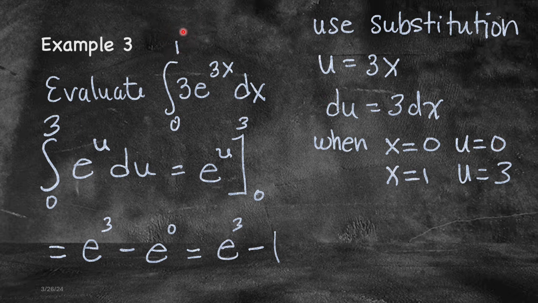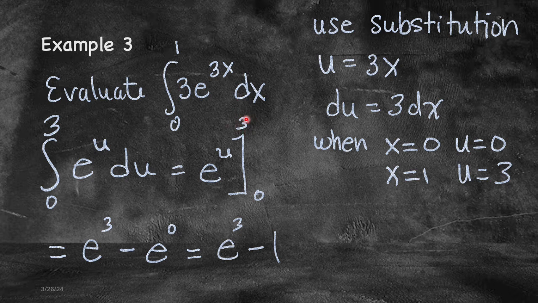When we're looking at the upper limit, when it's in terms of x, we want to plug in 1 for x, and we get that u is 3 times 1, which is 3. So the upper limit is going to change when it's in terms of u. It's going to go from 1 to 3. So here are the new limits of integration. And now from here, we're just going to find the antiderivative and then evaluate. So the antiderivative of e to the u is just e to the u. And we're going to evaluate that from 0 to 3.